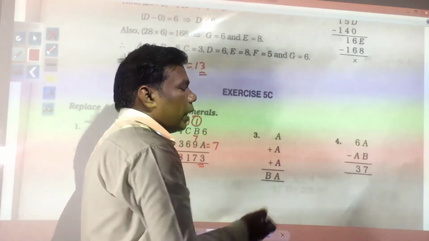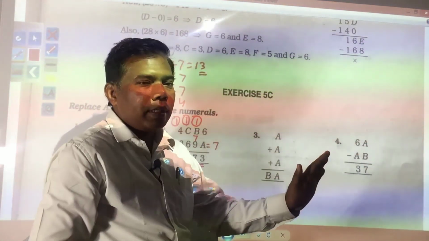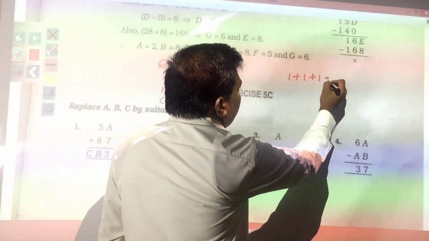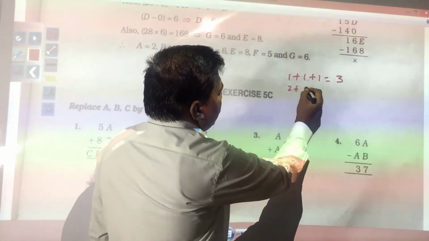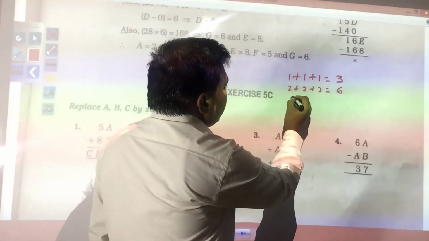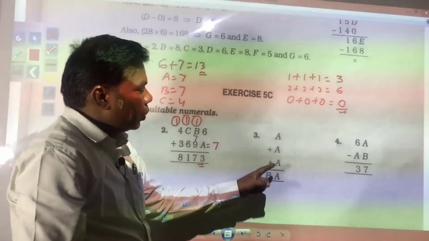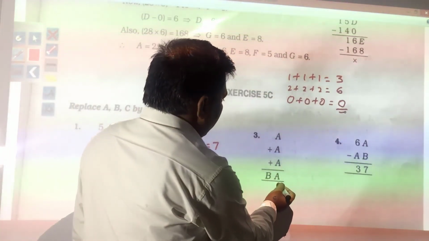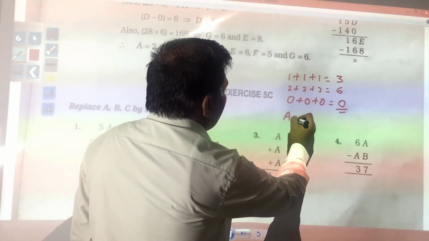What does it mean? If you are adding any number that many times and the same number is coming, it means, just you see, 1 plus 1 plus 1, if 3 times it will be added, you will get 3. If you write 2 plus 2 plus 2, you will get 6 and so on. Only one digit you have, 0. If you are adding this many times, you will get the same. So, in place of A, what should it be? A is equal to 0. So, A you have got 0.